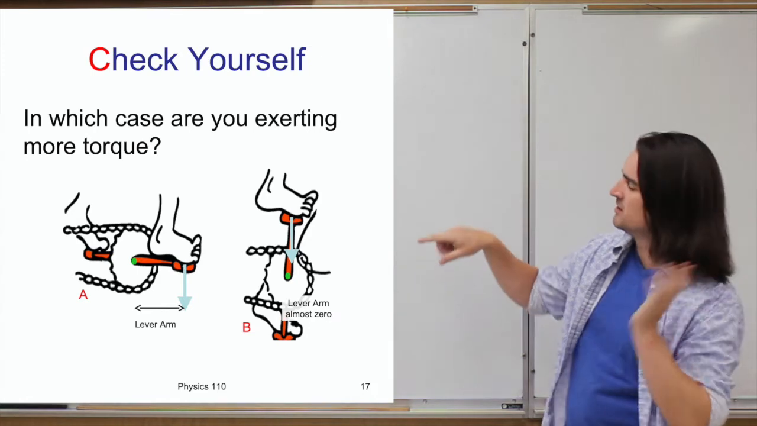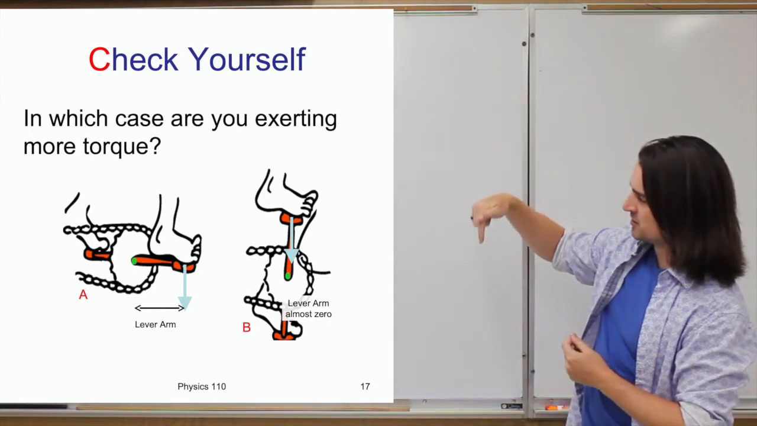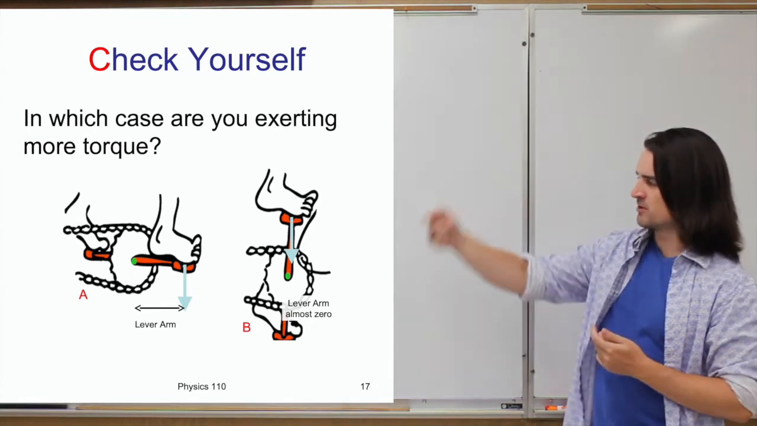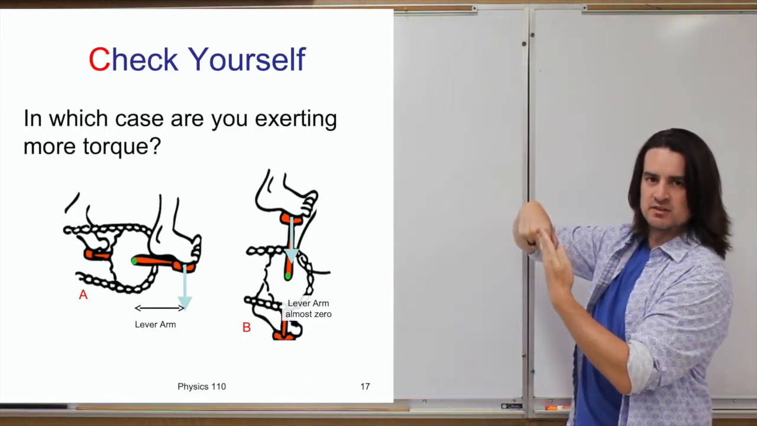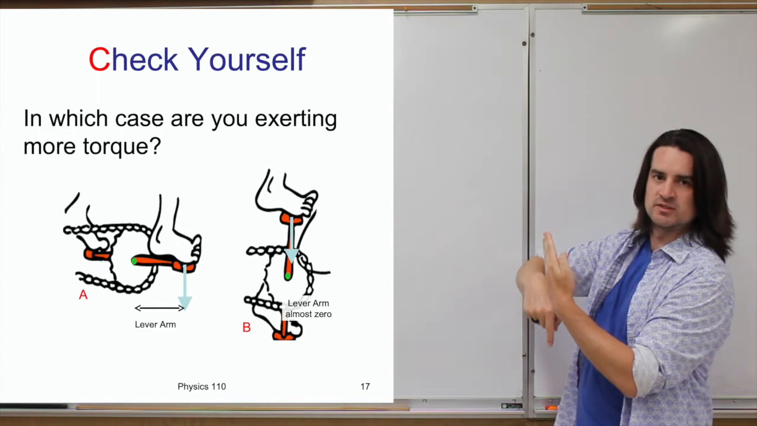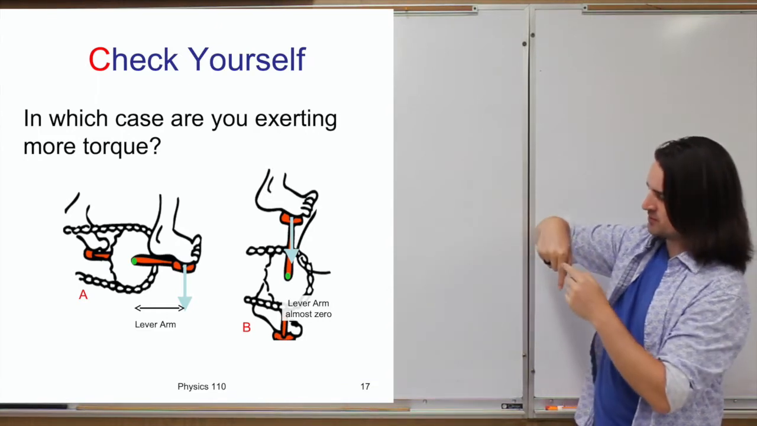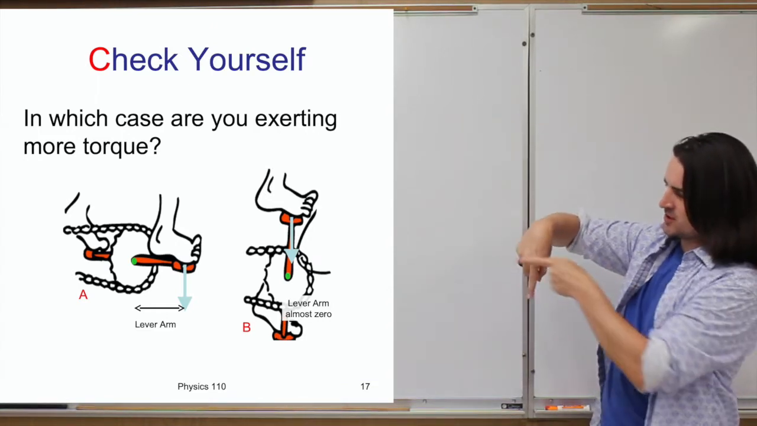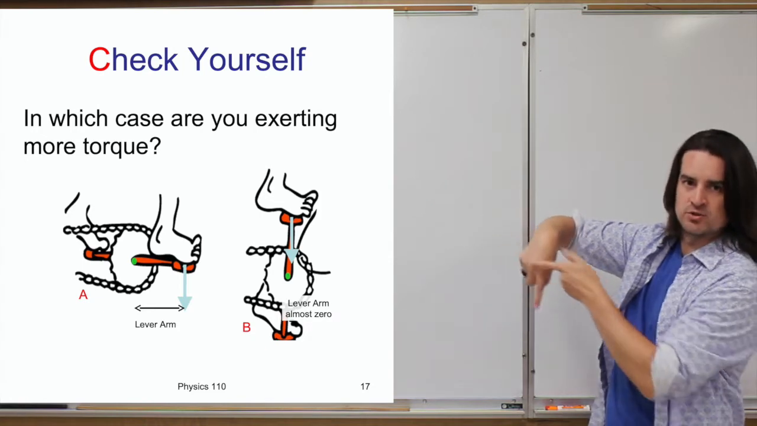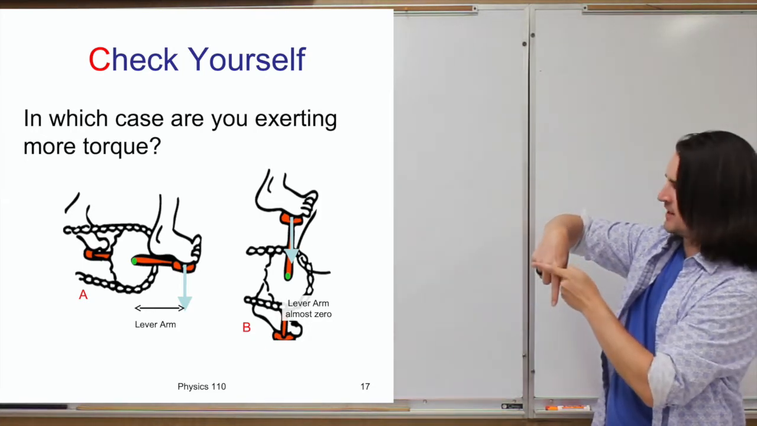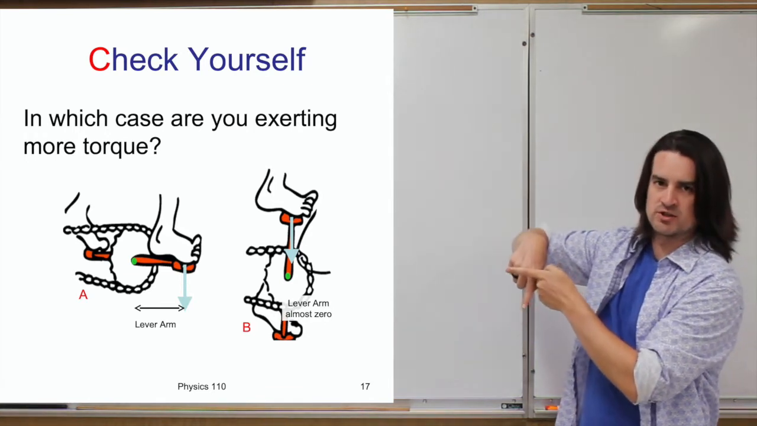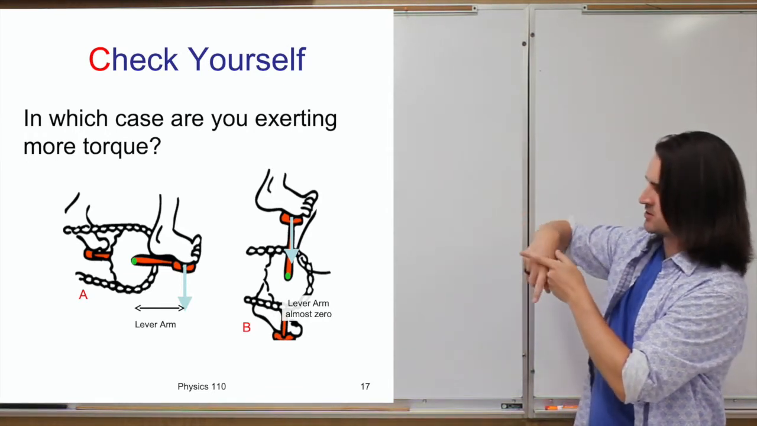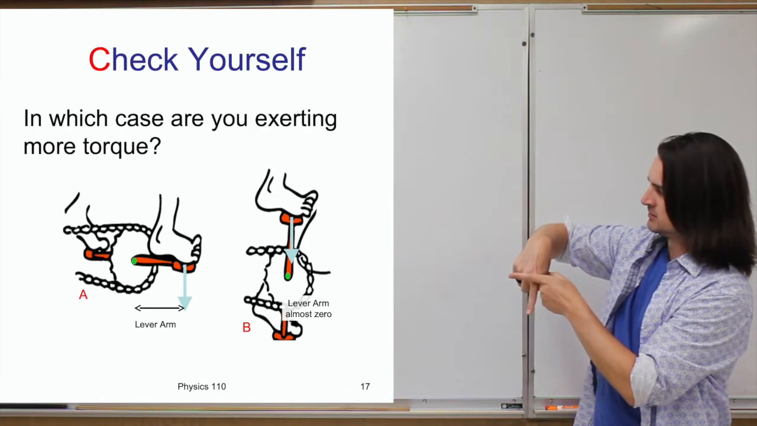In case A, you're pushing on the bicycle pedal, trying to get it to rotate around this circle, and that force is exactly in the direction that's tangent to the circle. So your force is already at a 90-degree angle to a radius that you would draw from that axis of rotation. So that's the maximum amount of torque that you're going to put on this bicycle gear.